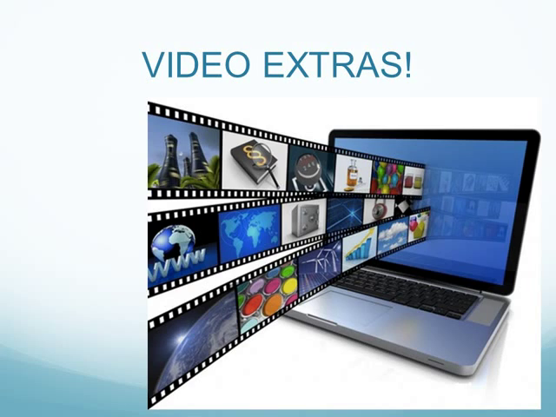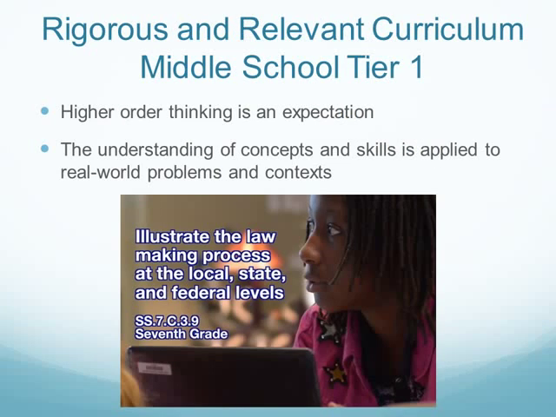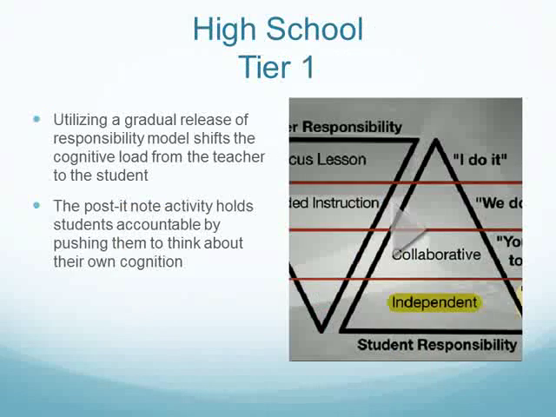Included in the next few slides are video examples of effective Tier 1 instruction. This is an elementary video example that takes place in a 5th grade classroom. This video example takes place in a 7th grade social studies classroom. This high school video example focuses on the benefits of utilizing the gradual release instructional model.